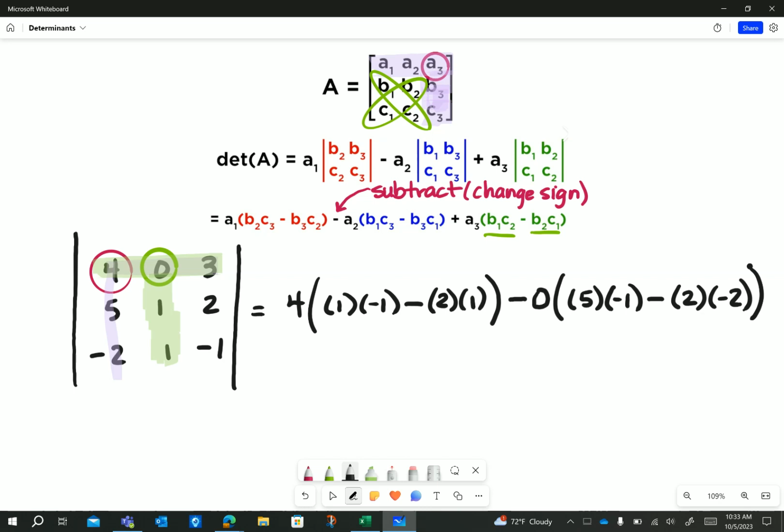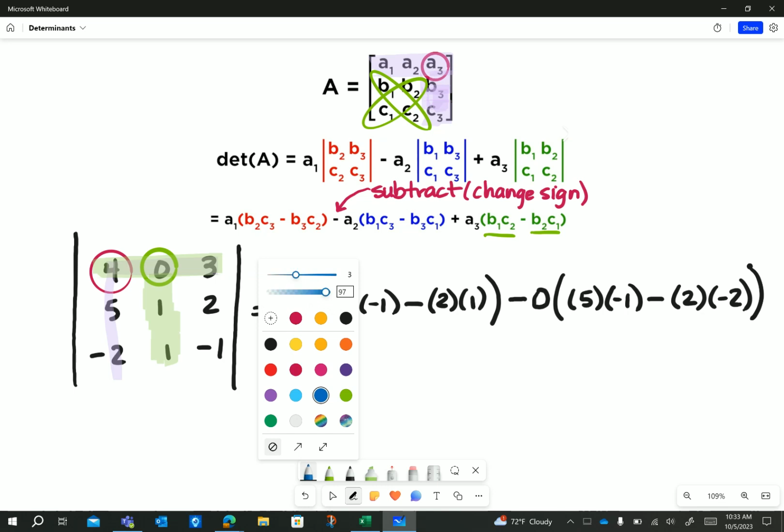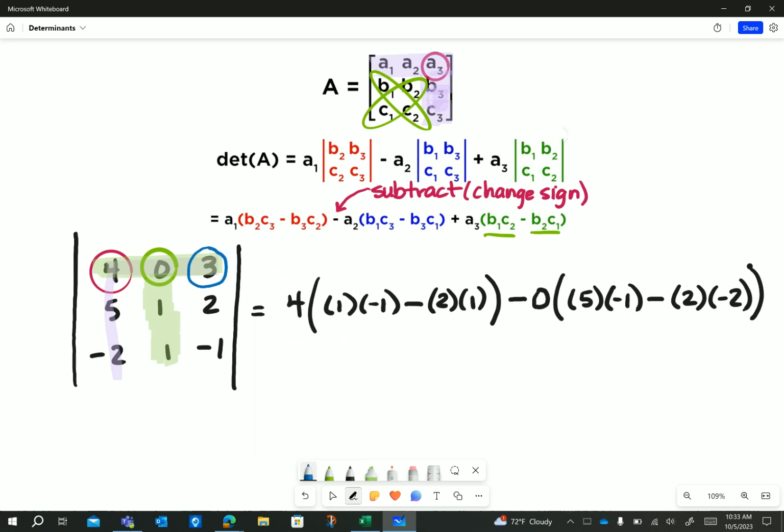Okay, so far are we okay? All right, last one. Let's use a blue. We focus on the 3, and this time we're going to cross out the first row and the last column. That's a positive 3, so we put plus 3, open parentheses. We have the 5 times 1, always upper left corner first, minus, and the other one is 1 times negative 2.